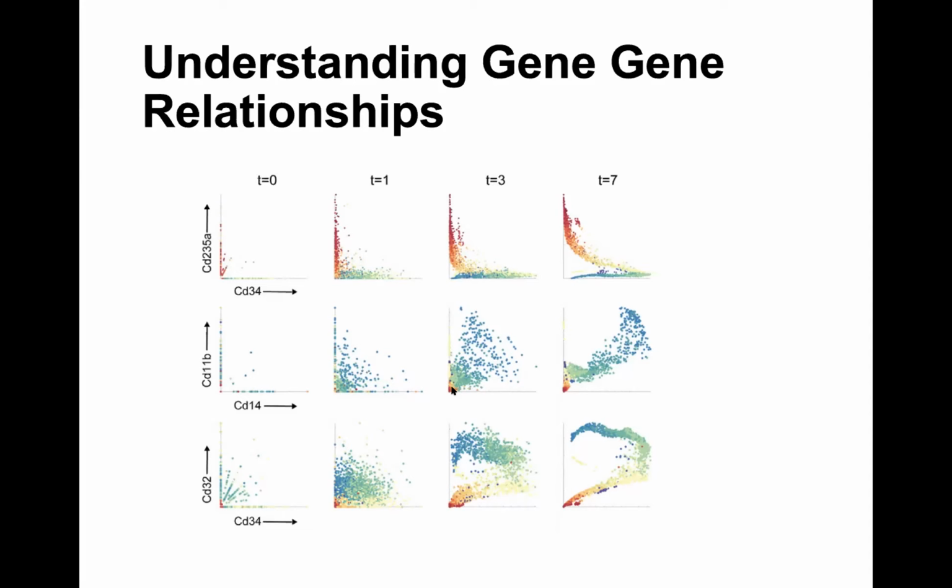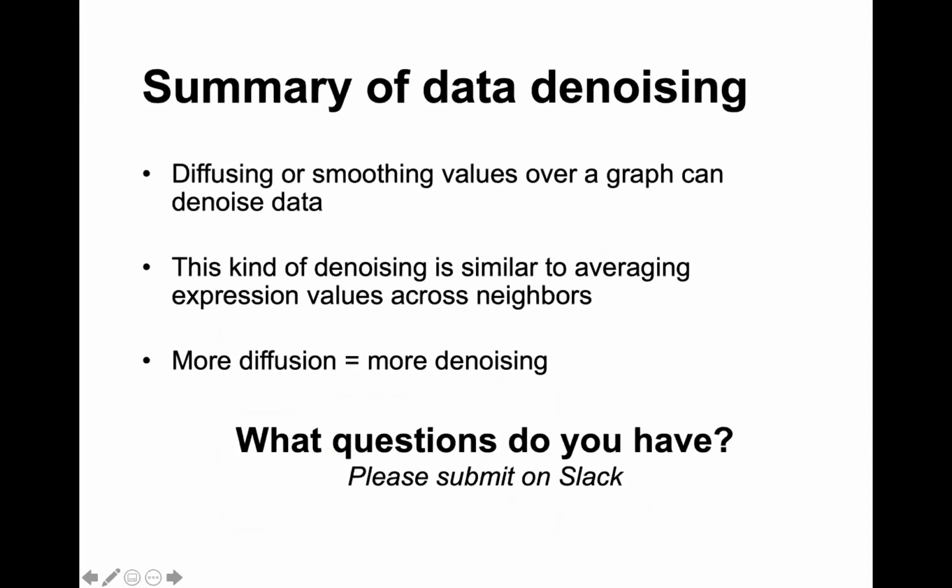So those are some situations where I would recommend using data denoising. The summary of this part is that data denoising is a diffusing or smoothing of values over a graph. It has strong roots in low rank approximation, but it's a linear, soft kind of low rank approximation. More diffusion, or more steps of diffusion, for example in MAGIC, is more denoising. If you have any questions, please submit them on Slack.